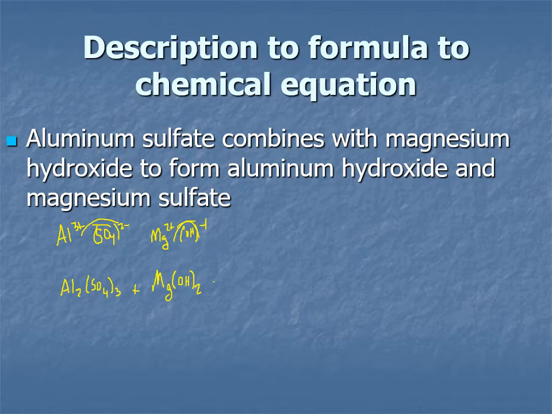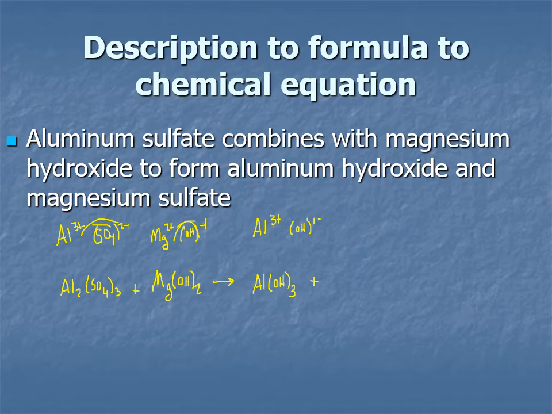So again, for efficiency, it's just nice to be able to focus on one problem and not be bogged down with so many others. Then we have aluminum hydroxide. So aluminum is still 3 positive and hydroxide is still 1 negative. They crisscross here to make it Al(OH)3.